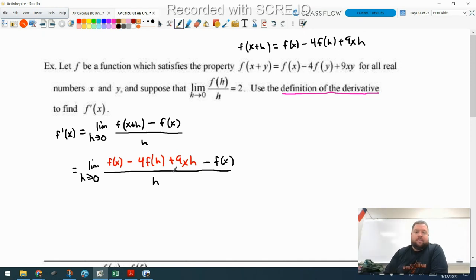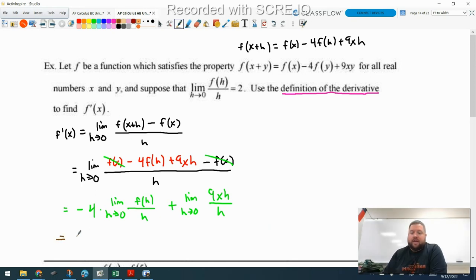All right, now we're just doing some algebra. So f of x and negative f of x can cancel. And then see how I have my f of h over h right here? I'm going to split that into its own limit. So I can take out the negative 4. And then I have the limit as h approaches 0 of f of h over h. And then plus, and I have this. So the limit as h approaches 0 of 9xh over h.